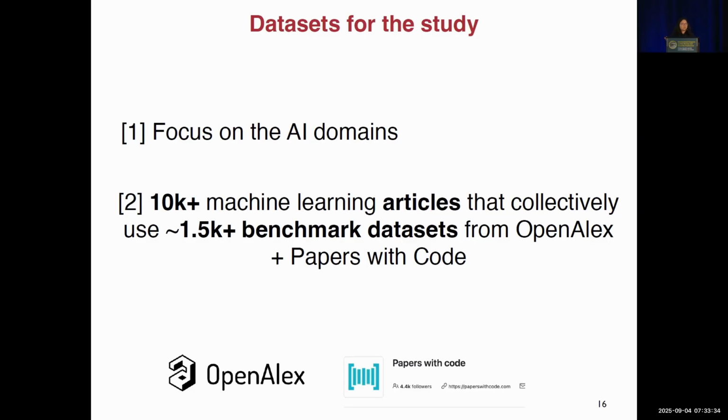So we collect more than 10K machine learning papers that collectively use 1.5K benchmark datasets. Those are collected from Open Atlas and the Papers with Code website.